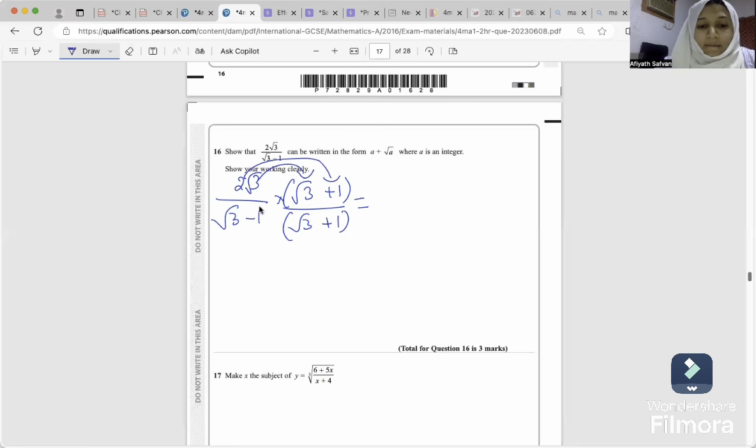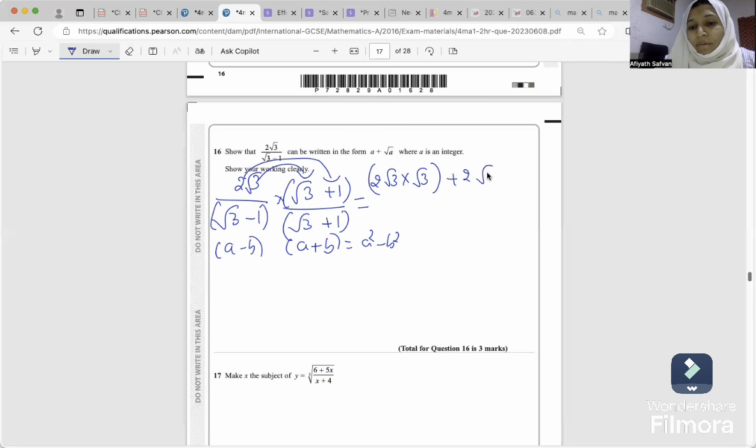Okay, and the denominator is going to be in the form of (a minus b) into (a plus b), which is going to be a square minus b square, right? All right, so 2 root 3 into root 3 plus 2 root 3 into 1 becomes 2 root 3, and the whole divided by a square, which is root 3 whole square, minus 1. Therefore root 3 into root 3, the square and the root will get cancelled.